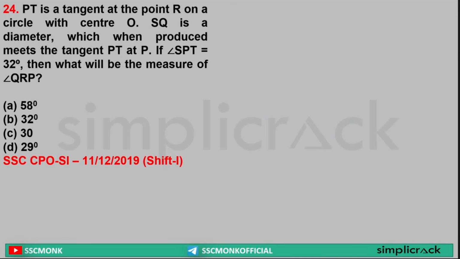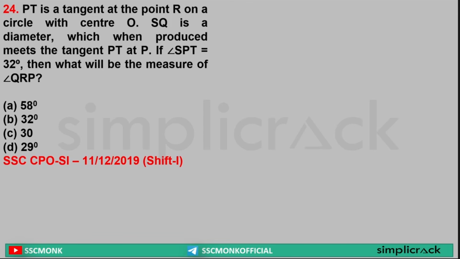I am not explaining that question because I have already solved that question twice. PT is a tangent at the point R on a circle with center O. SQ is a diameter which, when produced, meets the tangent PT at P. SPT is 32 degree. Then what is the value of QRP?